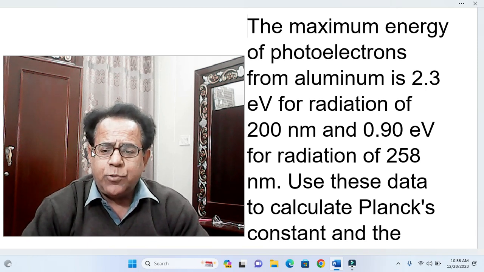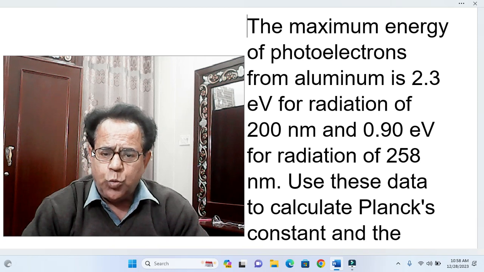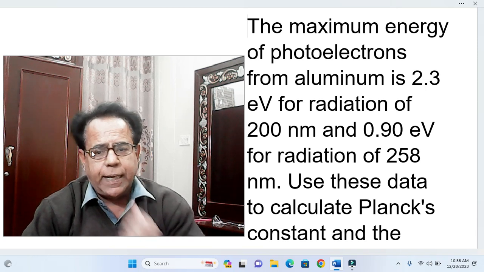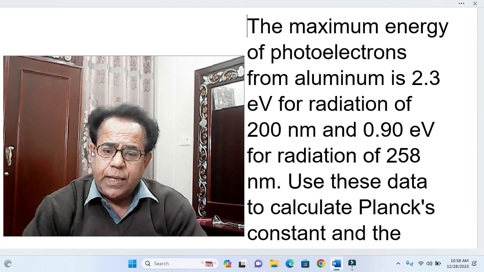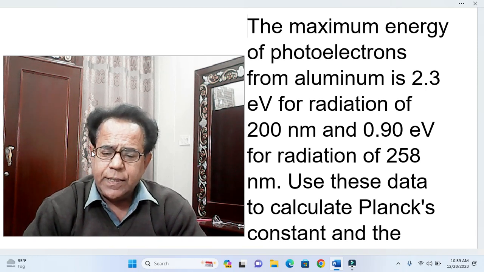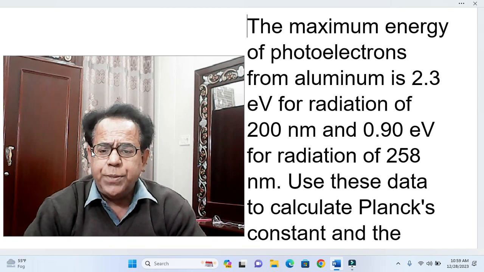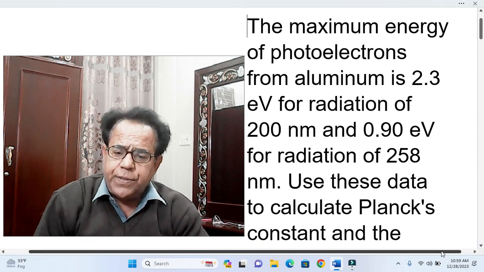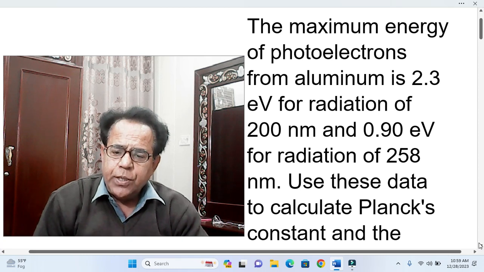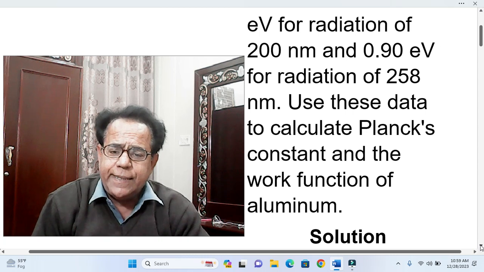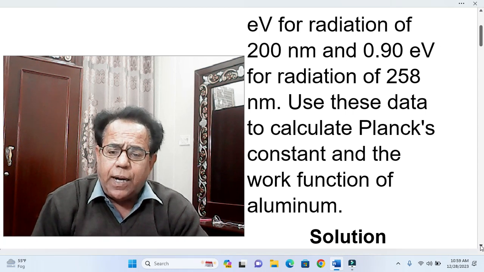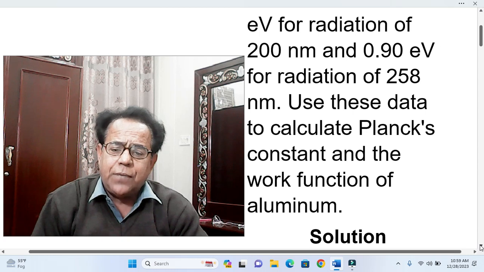The maximum energy is given two times, that is 2.3 and 0.9, and the wavelength is also given two times, 200 nanometer and 258 nanometer. Use these data to calculate Planck's constant and the work function of aluminum.